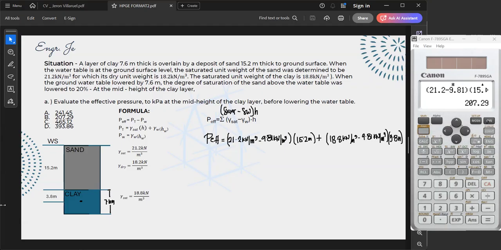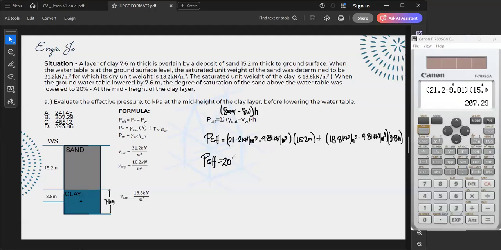So we are going to solve this. That is 21.2 minus 9.81 times the height, which is 15.2, plus 18.8 minus 9.81 times the height, that is 3.8 meters. And we can have an answer of 207.29 kilonewton per meter squared.